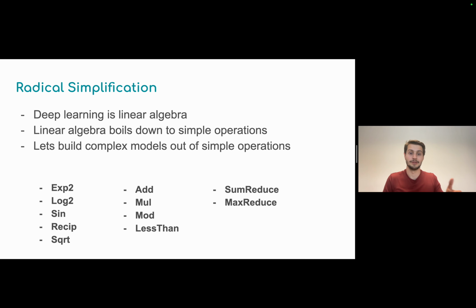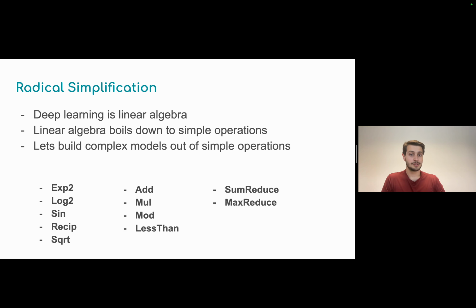So what we do is we have 12 operations that are very, very simple. We have exp2, log2, sine, reciprocal, and square root. Those are our unary operations. We have our binary operations: addition, multiplication, modulo, and less than. And then we have our reductions, so we have sum reduce and max reduce.